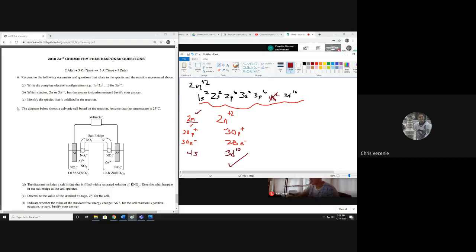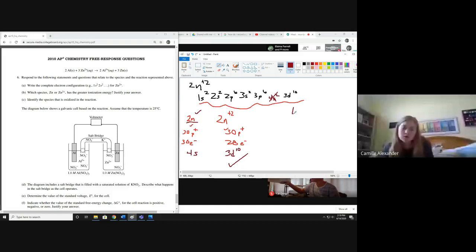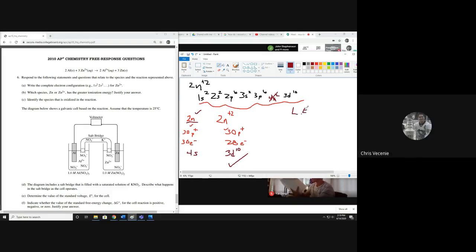Okay. All right, pushing into letter C. It says identify the species that is oxidized in the reaction. So Camille, talk to me about oxidized. What do we look for in oxidation? Losing electrons. Good, right? We're talking LEO says GER. So we're looking for losing electrons.